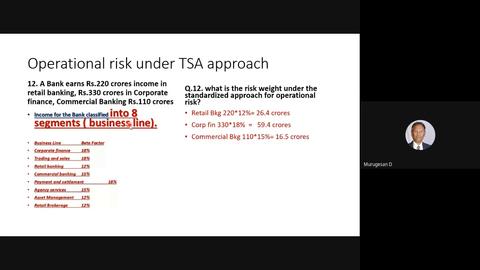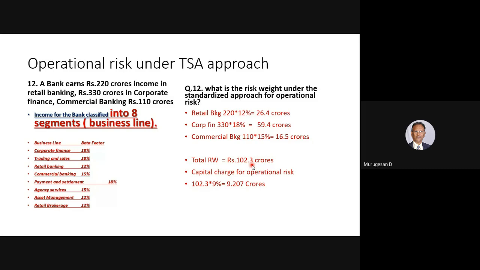A bank has earned 220 crore income in retail banking. So 220 into 12%, but the 12% you have to remember. That is 26 crore, the risk weight assigned in operational risk. Corporate finance, how much income have they earned? 330 crore. But for corporate finance, what is the risk factor, the beta factor? Here, no alpha, beta. Beta factor is 18%. So 330 into 18% is 59.4. Commercial banking is 15%. So this is the total risk weight assigned. Total it, apply 9%. That's all. This is the total capital needed.